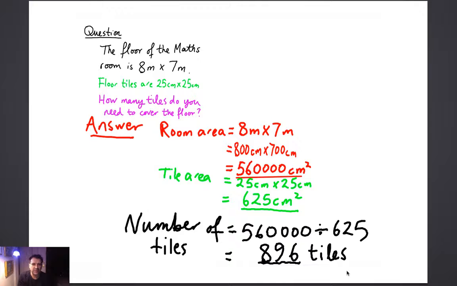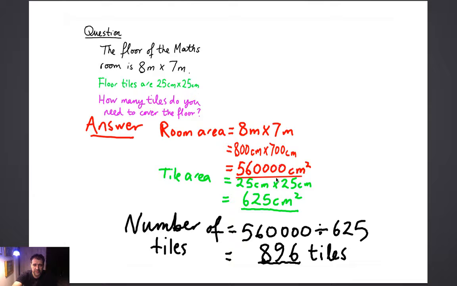So here's another thing we did. We measured the floor of the maths room as being 8 by 7 meters, and floor tiles are 25 centimeters by 25 centimeters. How many tiles do you need to cover the floor? So problem there being that you've got a mixture of centimeters and meters, and you want to decide which units you're going to work in and put it into those units first. So the room was 8 meters times 7 meters.